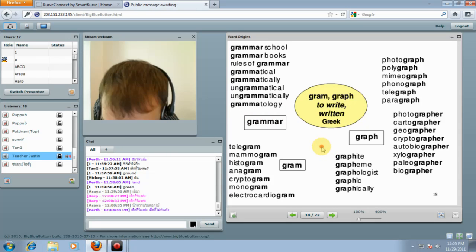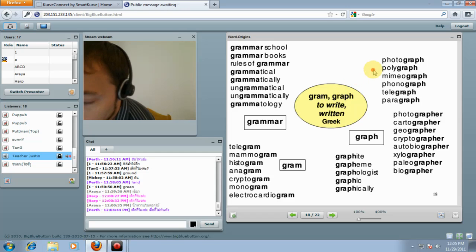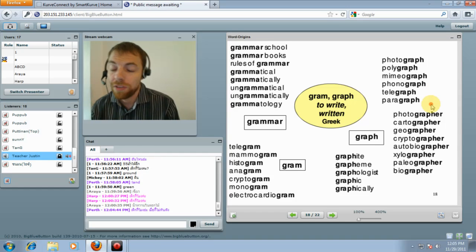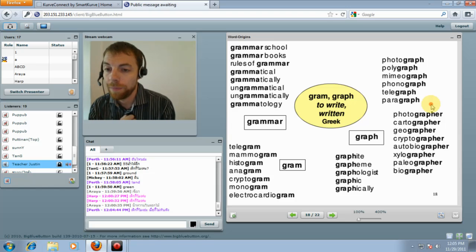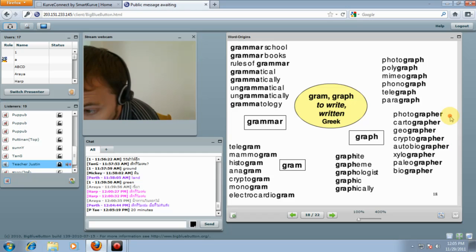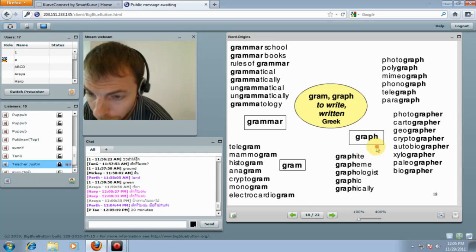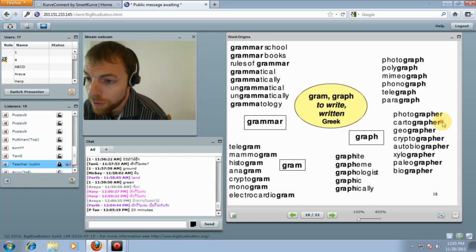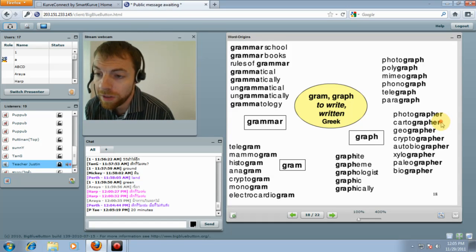The next one, let's see here, graph. You have different kinds of graph, polygraph, phonograph, telegraph, and these are all also different ways to write and communicate with people. Photographer, obviously, is the big one. Geographer, so graph, talking about writing. Geography is the study of the earth and learning to write about it.